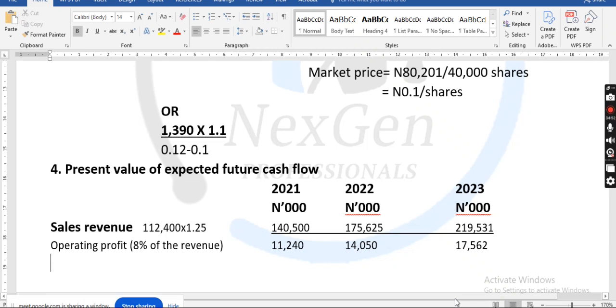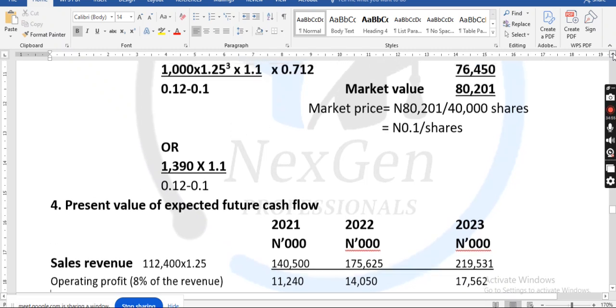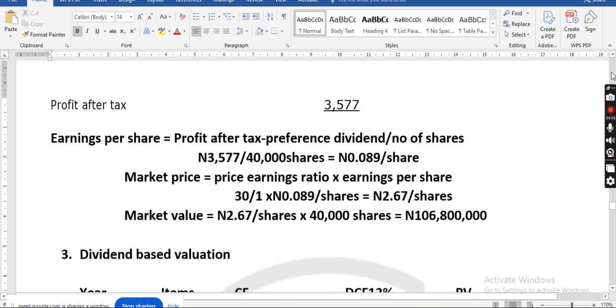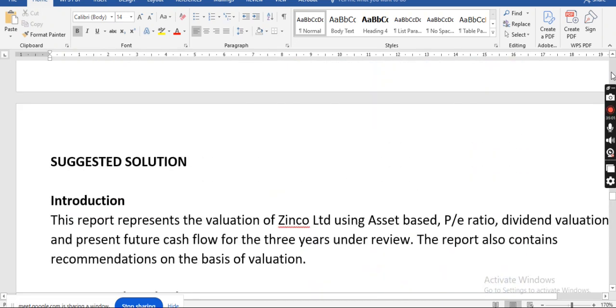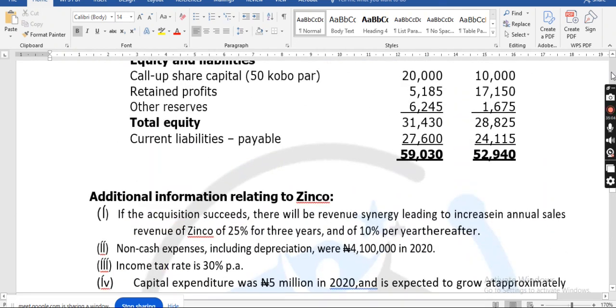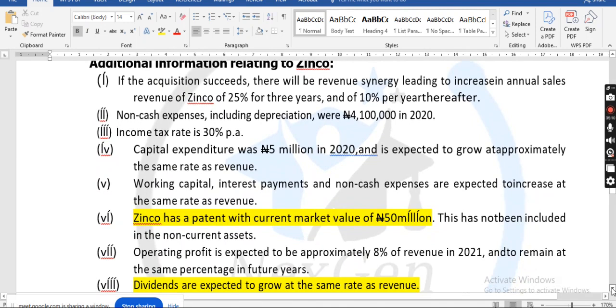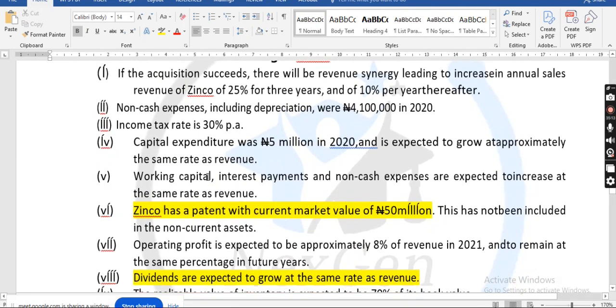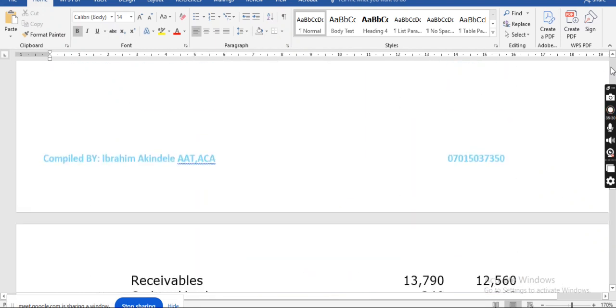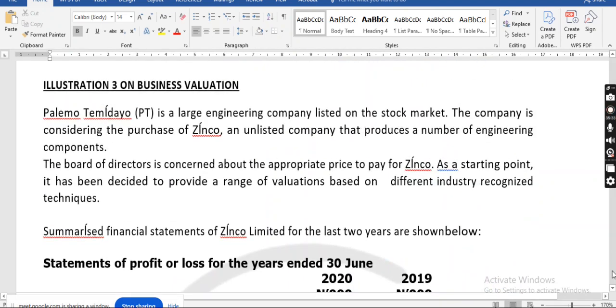So the next thing we need to consider is, let's check from the additional information we're given, as well as from the statement. Additional information: working capital, interest payments, and non-cash expenses are expected to increase at the same rate as revenue. Your interest payments will increase. Now let's check what we're given from the income statement.